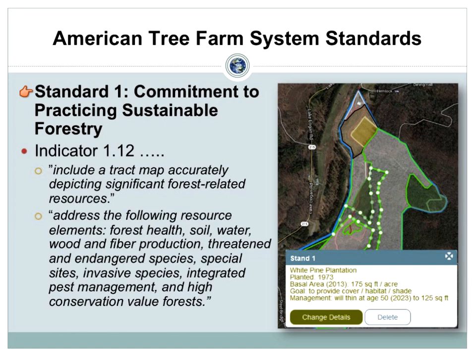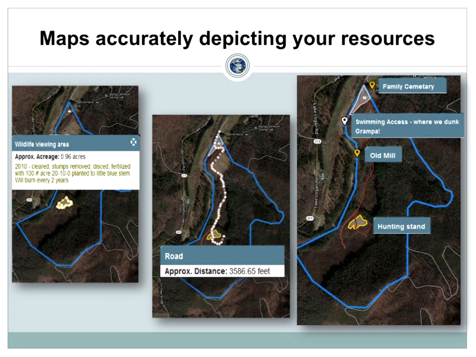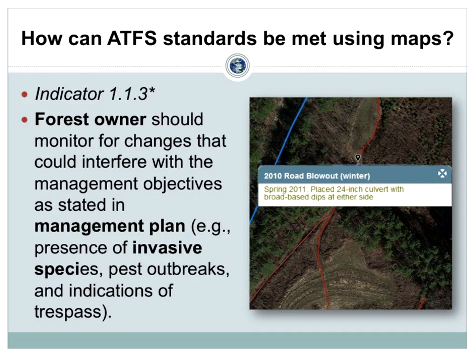Here's still part of standard one: other resources, wildlife viewing areas, road systems, hunting stands, where an old mill might be. Okay, special areas, other special areas where we dunk grandpa or the family cemetery. So these are special sites that are all across the property. They're all depicted on the map as well. And you could also monitor things over time.